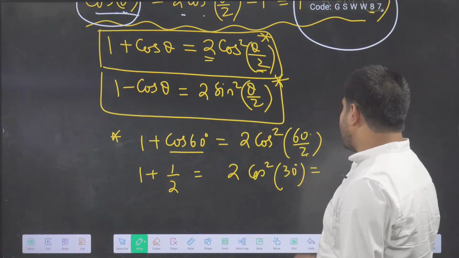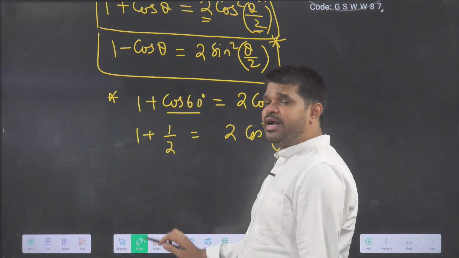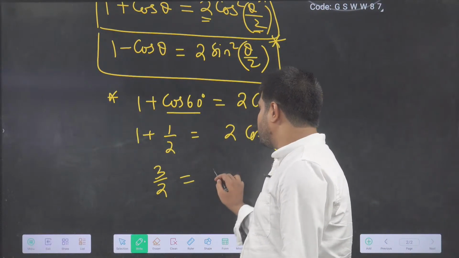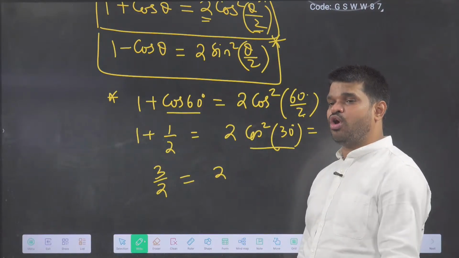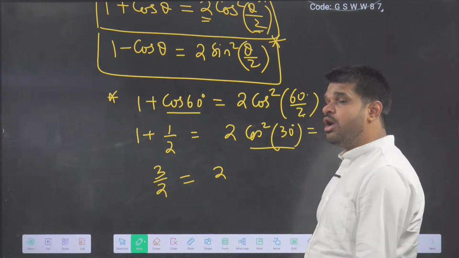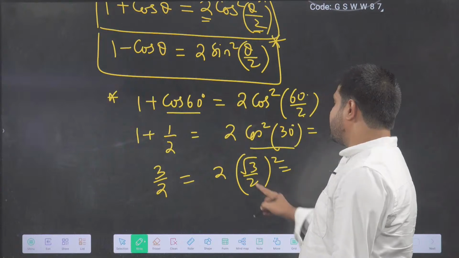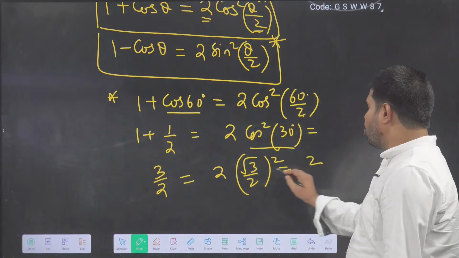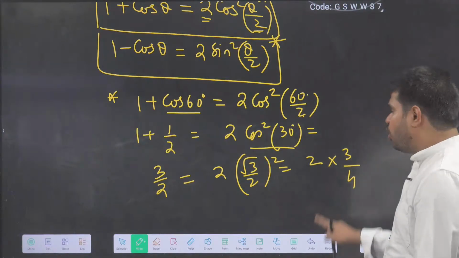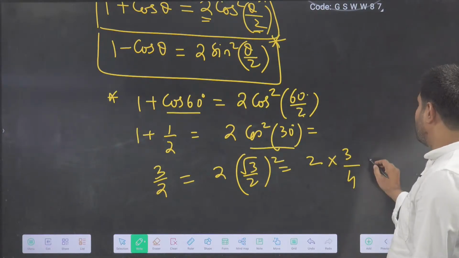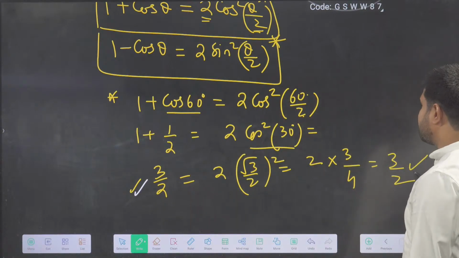If you further simplify it, 1 plus 1 by 2 becomes what? 3 by 2, equals 2. What is cos 30? Root 3 by 2. But we have to square it. So it will be root 3 by 2 whole square. Now what are we going to get? 2. Root 3 square becomes 3, and 2 square becomes 4. 2 by 4 is 1 by 2. So what we got? 3 by 2. We are getting 3 by 2 on the left and 3 by 2 on the right.